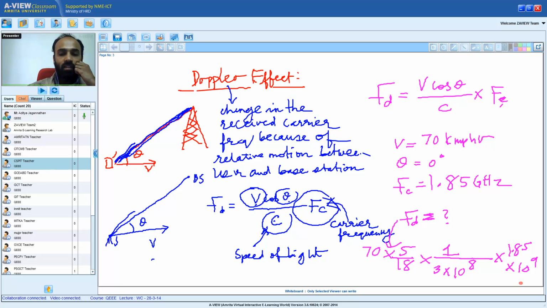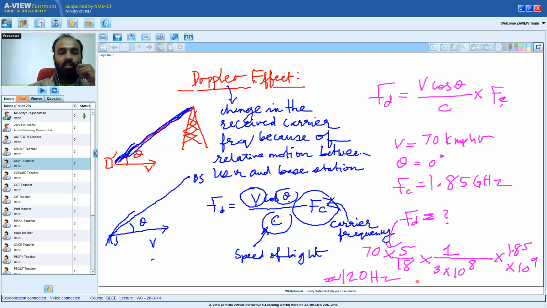Can someone calculate this value? Okay, I have one answer, that is 120 hertz. Can someone else calculate this and see if this is correct? Okay, very good. It looks like everyone is saying it is approximately 120 hertz. So that is the typical value of the Doppler.